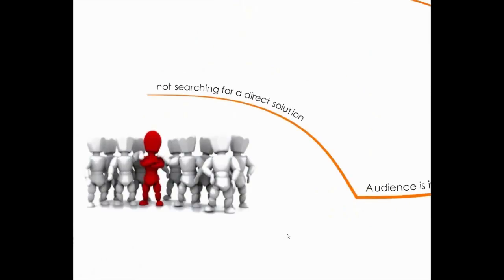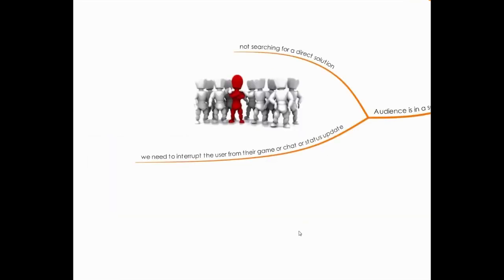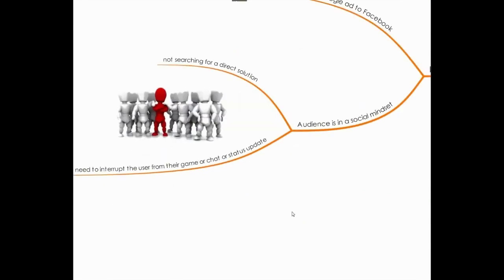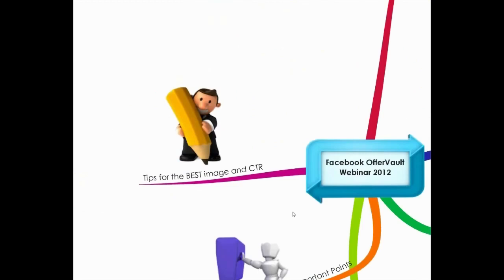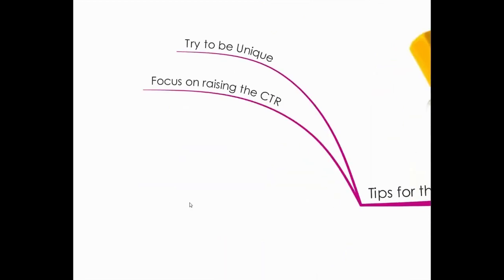A big reason for this is that the audience is in more of a social mindset. They're not out there looking for something to fix their colon problem, or looking for a dating service. They're chatting with people, they're playing games, and we need to interrupt them a little bit, take them away from what they're doing, reel them in, and get them on our landing page. Some of the tips that we have for the best image and click-through rate is obviously try to be unique.